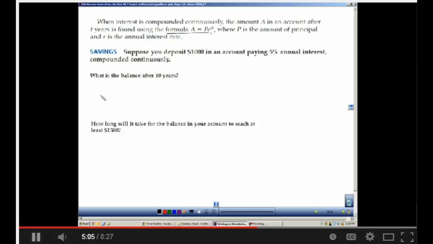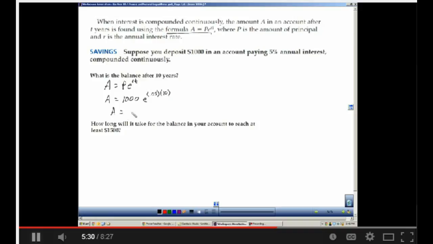So I'm going to take my formula, A equals P times e to the rt. My amount is A, and P is the principal, what I'm going to start with. So I'm going to start with $1,000. And that's going to be e to the r. r is the rate, so I'm going to do 0.05 because that's the percentage rate. And the time I'm going to keep it in the bank is 10 years.